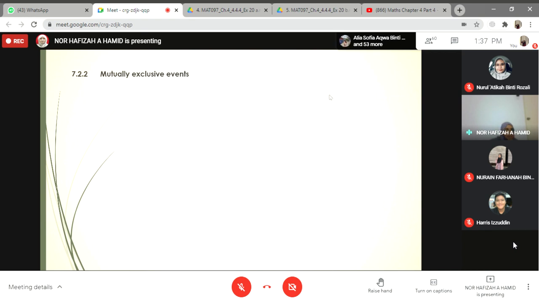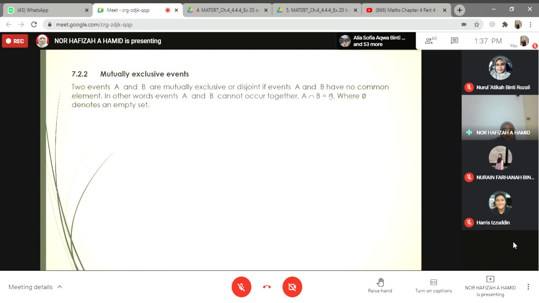Next kita ada mutually. Ni baru kita masuk mutually exclusive event. So mutually exclusive event, two events A and B are mutually exclusive or disjoint if events A and B have no common element. So in other words, event A and B cannot occur together. So A intersect B is equal to null set. Okay, ataupun empty set. So kalau kat sini equal to 0 lah. You boleh juga write down as A intersect B equal to 0.